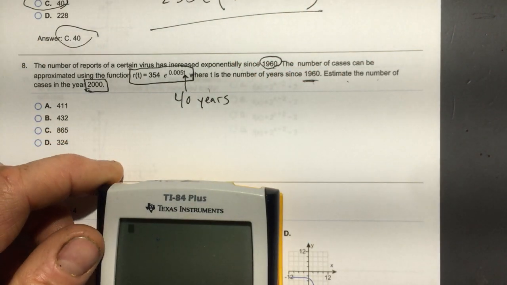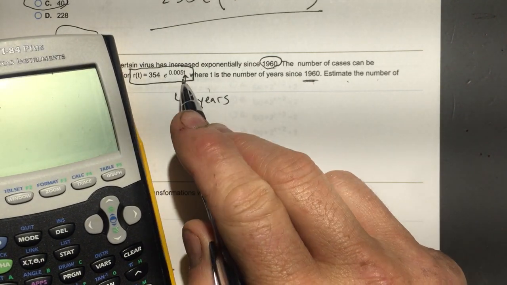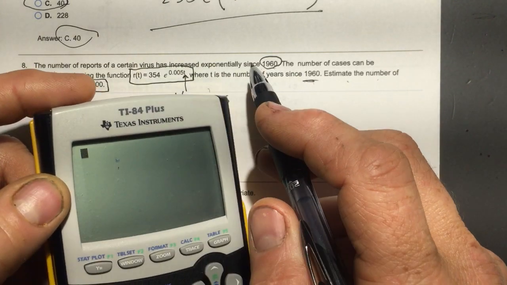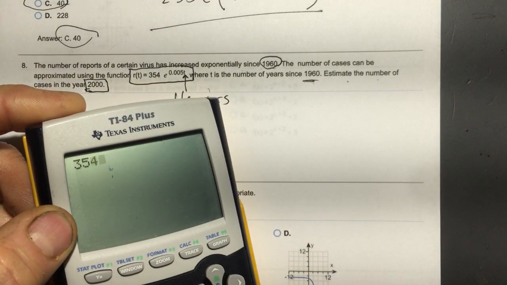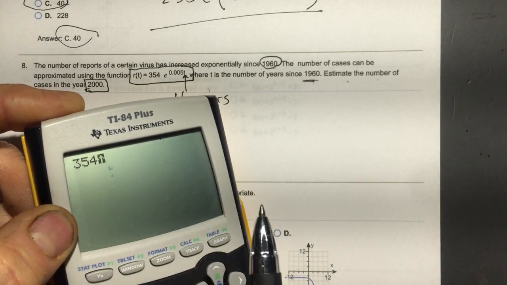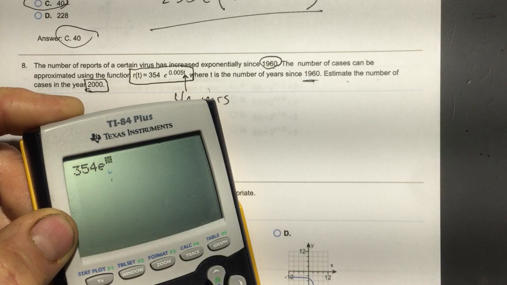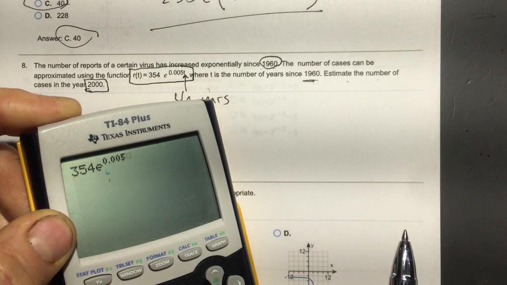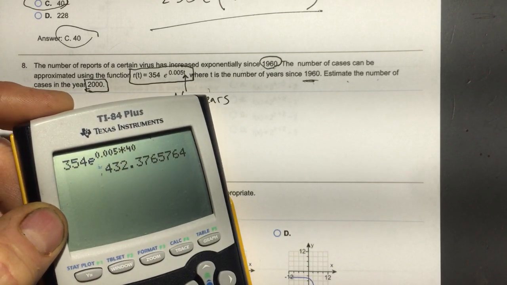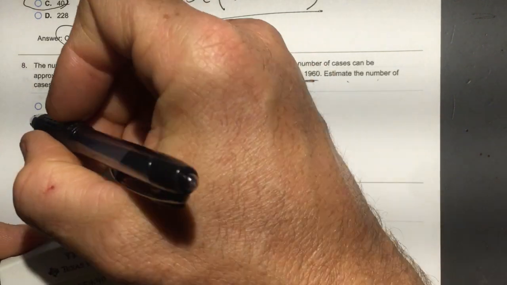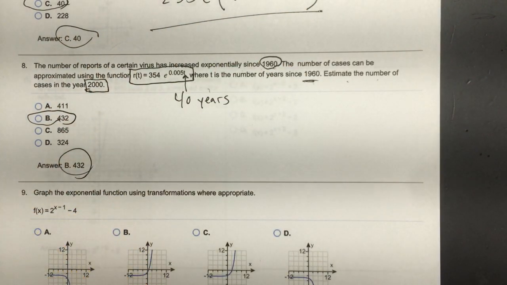All right, so all I'm going to do is type this in, and I'm going to put 40 where T is. So when I type this in, it's going to be 354, and then I'm going to do my E, and then in my exponent, I'm going to have 0.005 times 40. And there you go, 432.37. So it looks like B here, 432.